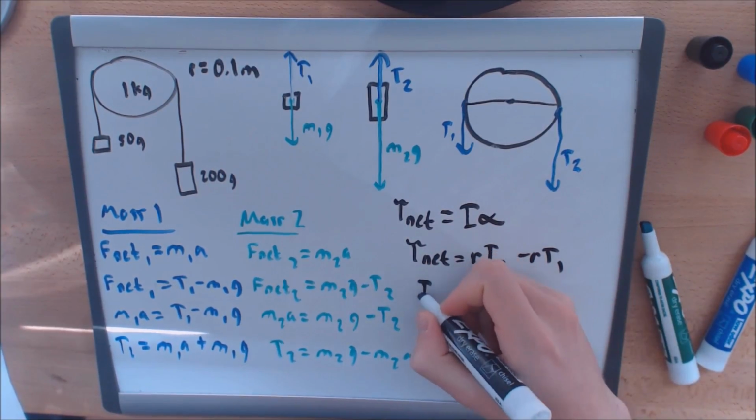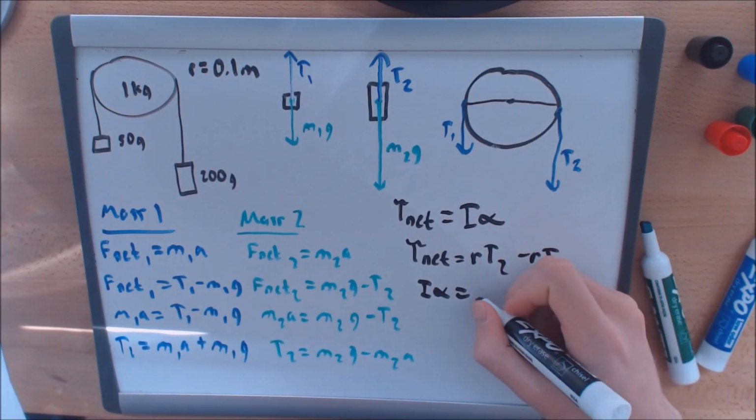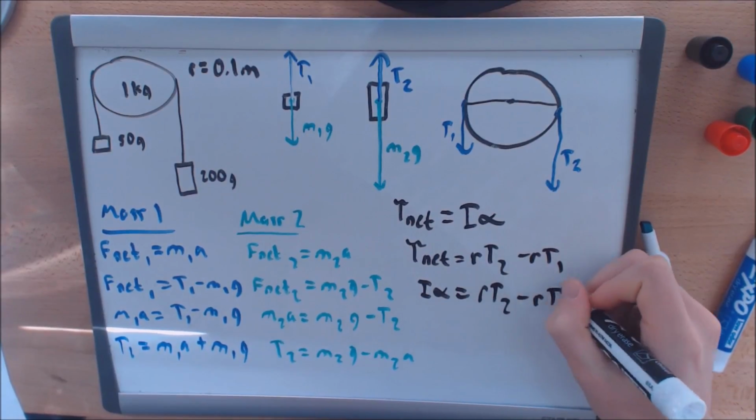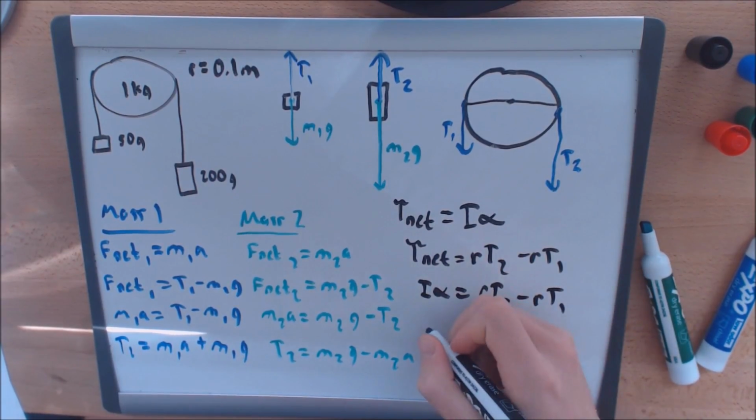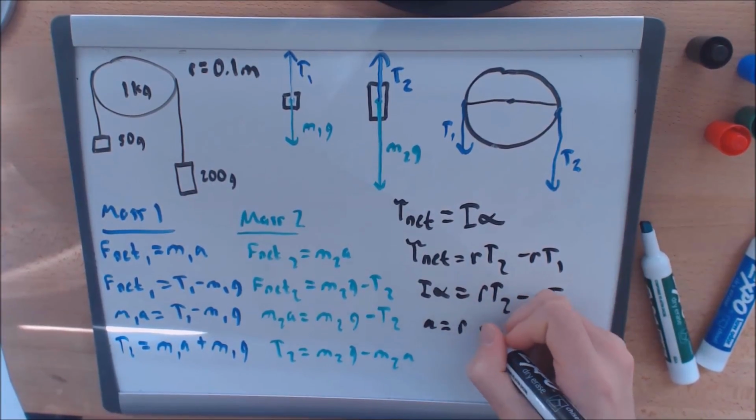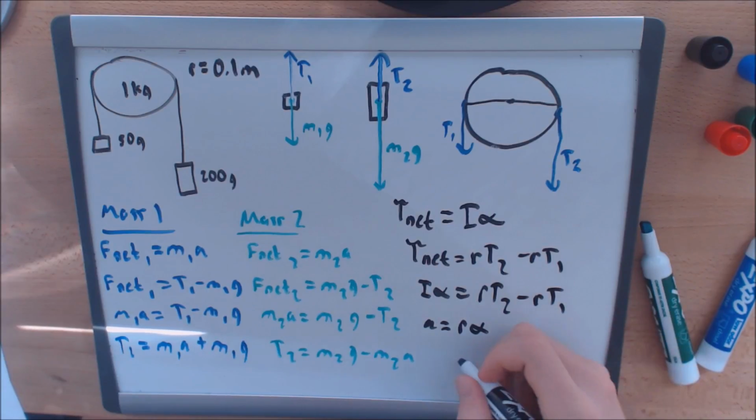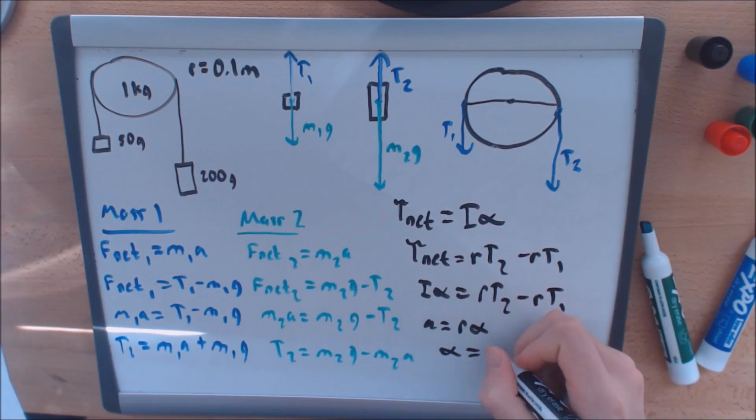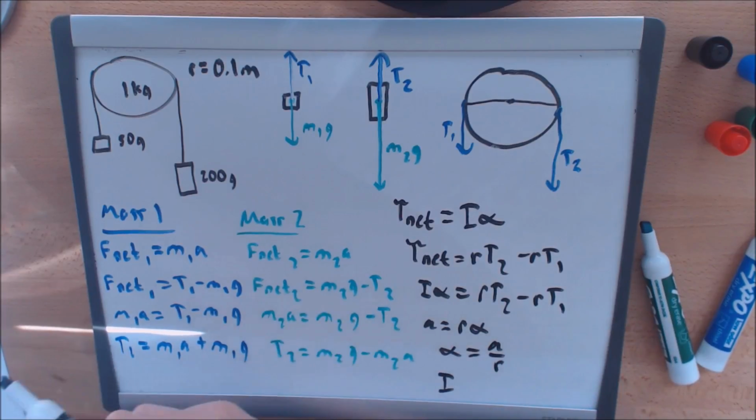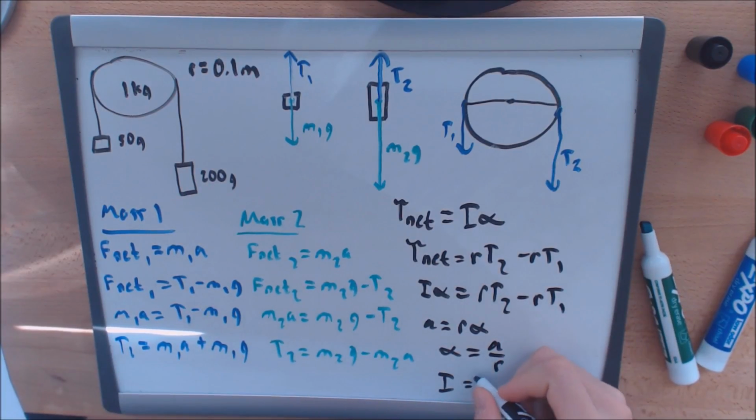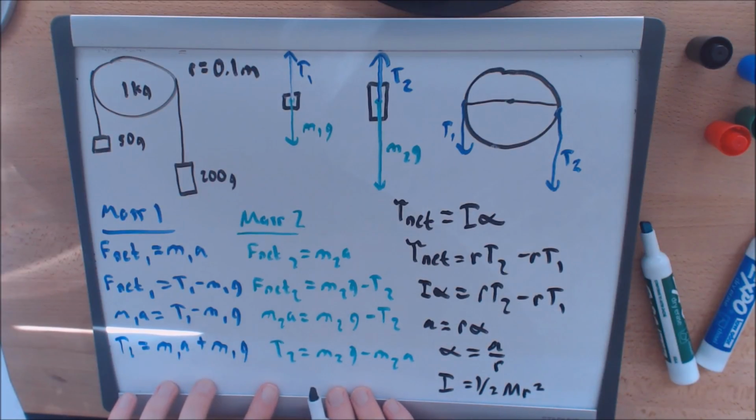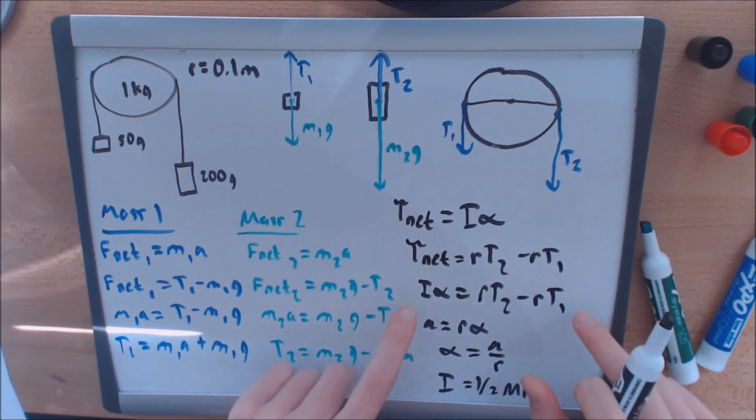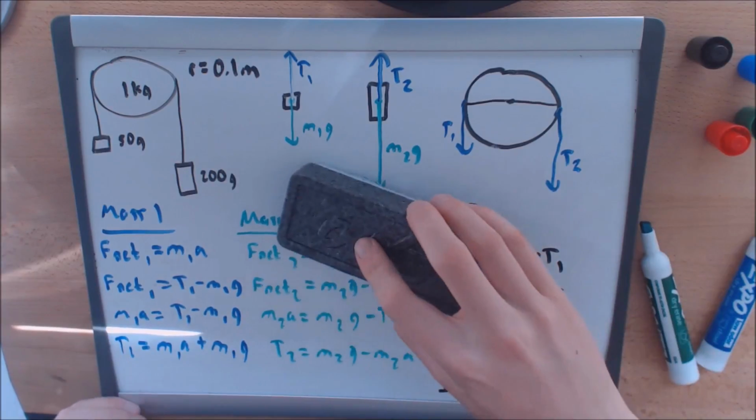And so we can say I alpha equals RT2 minus RT1. So we know linear acceleration equals R alpha, and we can rearrange this and express alpha in terms of linear acceleration. So alpha equals A divided by R, and then if we Google on the internet for a solid thin disk, inertia is going to be 1/2 MR squared, M being the mass of the pulley. So we've got this. Now we just got to take all these pieces and put them into this equation. So I'm going to erase some things to do that.